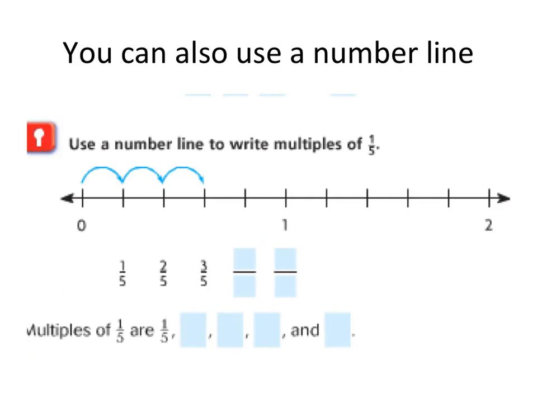I can also use a number line to help me, and I'm going to start by labeling my number line. I've got 1/5, 2/5, 3/5. What would come next in my number line? Oh, you got it, 4/5. And then I have 1 or 5/5. So my multiples of 1/5 would include 4/5 and 5/5.